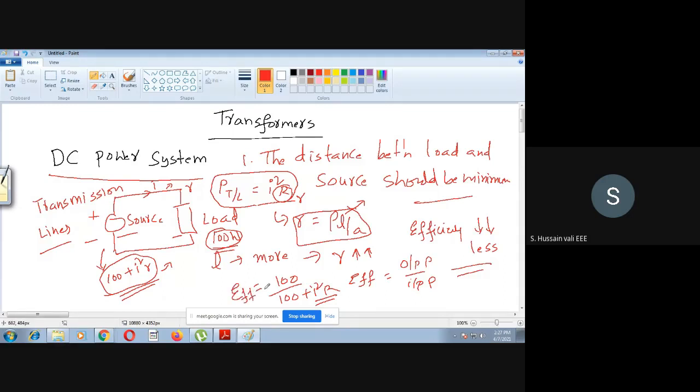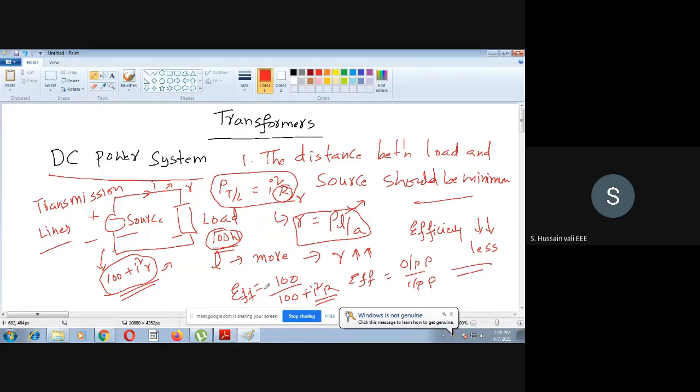So this is one problem you will face in the DC power system when the distance between load and source is more. That is the reason that in the DC power system, the distance between load and source should be minimum. This is one of the limitations of DC power system.